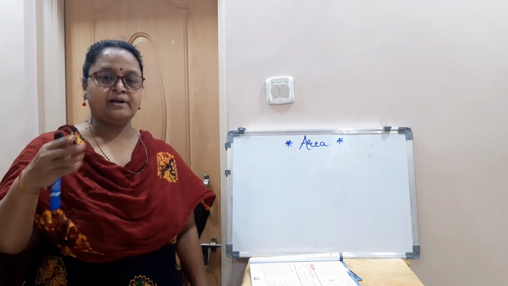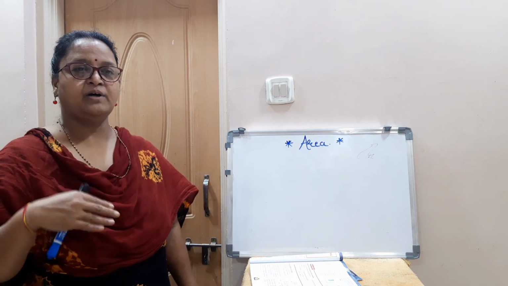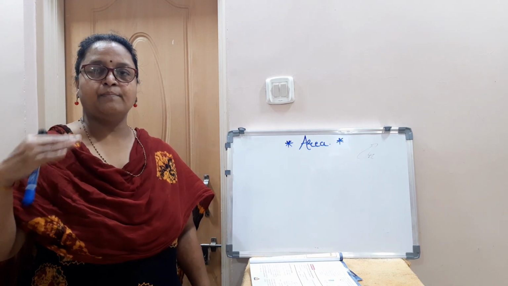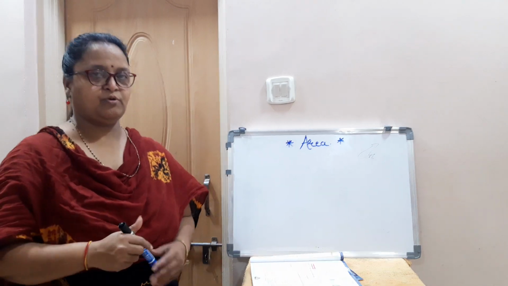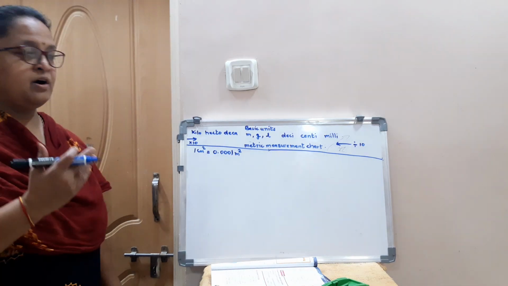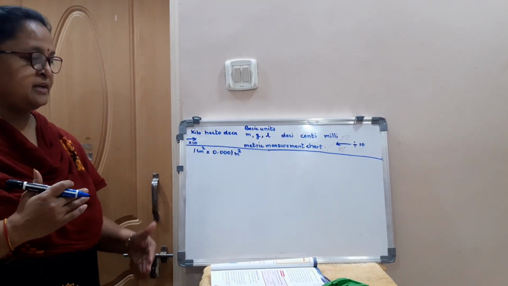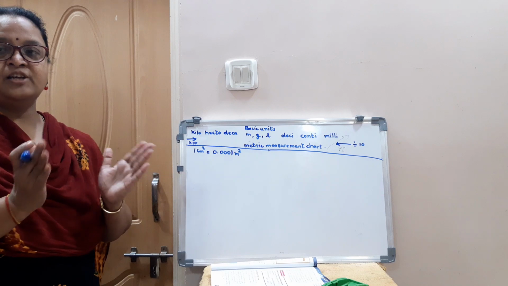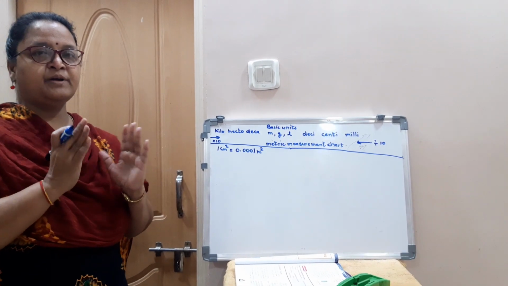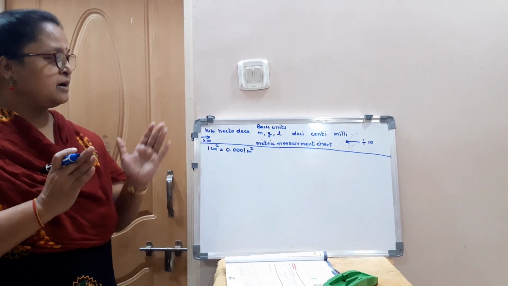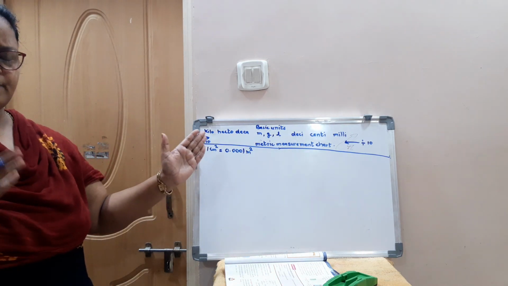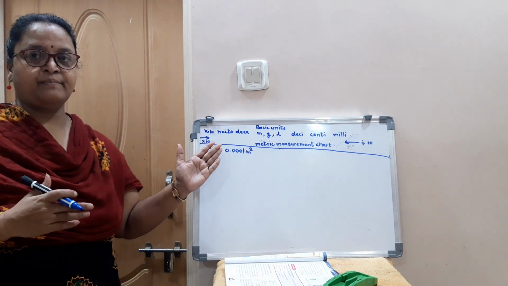So one by one, children, we are going to set up the relationships. For that, we are again going to learn about the metric measurement chart. Yes children, now again we are going to revise in order to see the relationship between the SI unit meter square and the smaller and bigger units of area. We are again back to the metric measurement chart. That day I explained to you in that video what a metric measurement chart is.